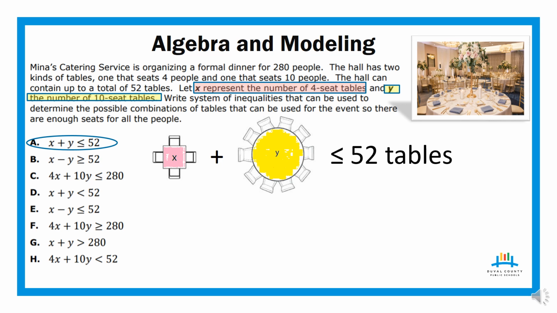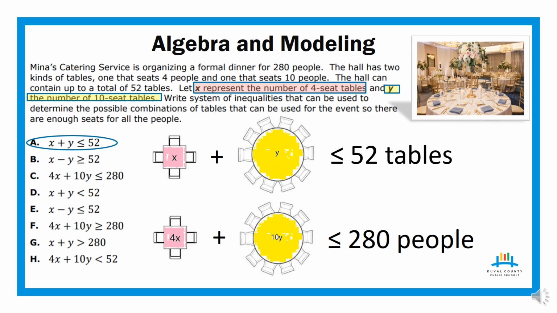Now let's determine the inequality to find the number of people. For table X, this table seats 4, and table Y seats 10. Together, this combination of tables will seat less than or equal to 280 people. There is only 280 people that can attend this dinner, so that's our maximum. Again, we're using the less than or equal to sign. So our answer choice for this system will be letter C.